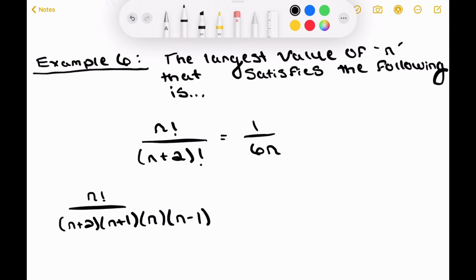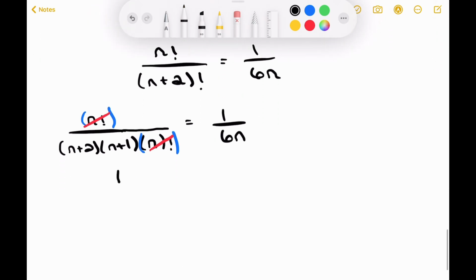But do you notice how we don't actually even need to go that far, because in our numerator, we have n factorial. So let's just stop when we get to n once we've reduced it there, and we'll just write factorial. And then this is equal to 1 over 6n. Okay, like the problems we had before, we see two things, one in the numerator, one in the denominator, both the same. So what we can do is we can actually just cancel those out. And then anything over itself is just 1, like we did in the previous problems. So we have 1 over n plus 2 times n plus 1, which is equal to 1 over 6n.